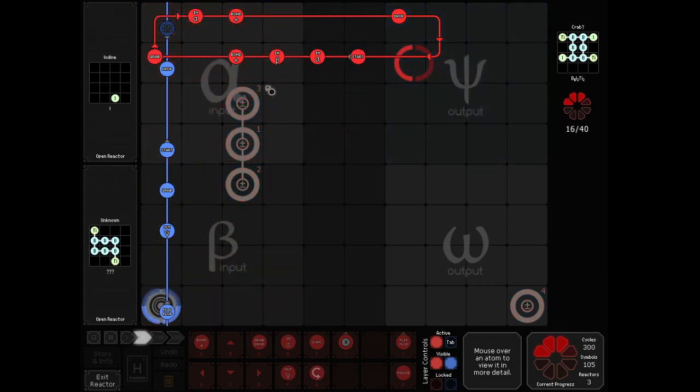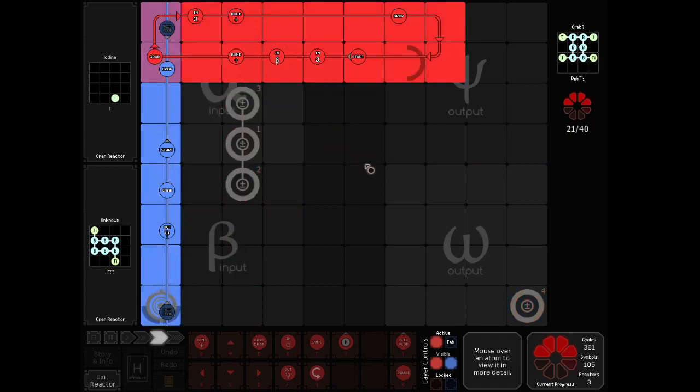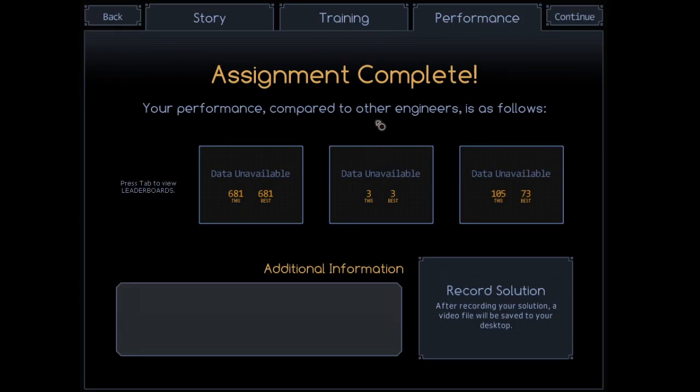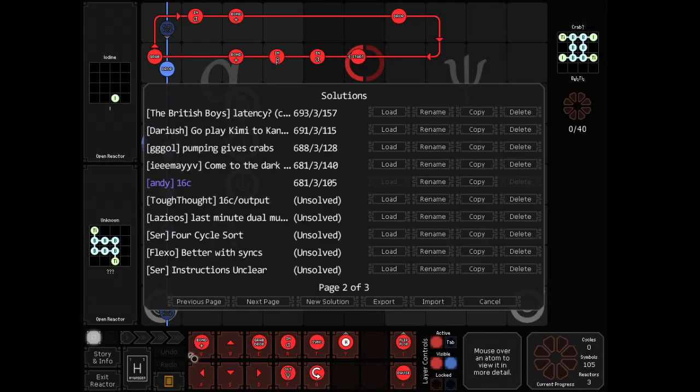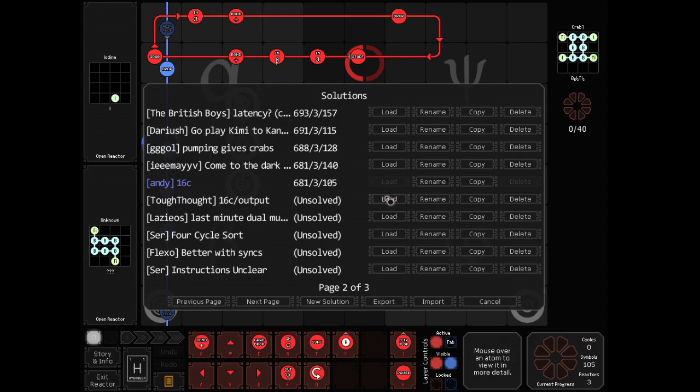All right. But yeah, this solution is super. This last reactor is really pretty. Very clean and low latency. And this is going to be good for 105 symbols. Is this our lowest symbol count of all the ones we'll see for these 600s? Yeah, I think so. And this will be at 681. So a huge 35 symbol save on the tiebreak over ieeemayyv. So well done, Andy, on optimizing those symbols. You were clearly aiming for that, and it paid off. ToughThought with 16 cycles per output.